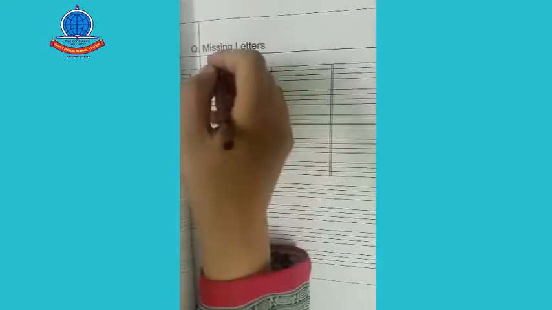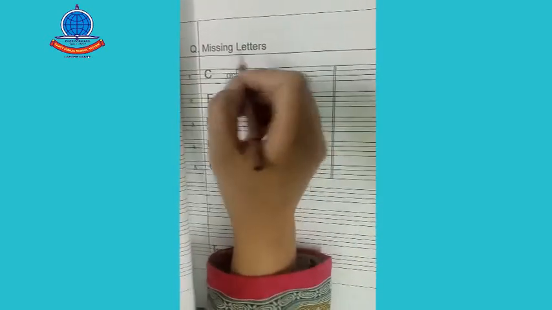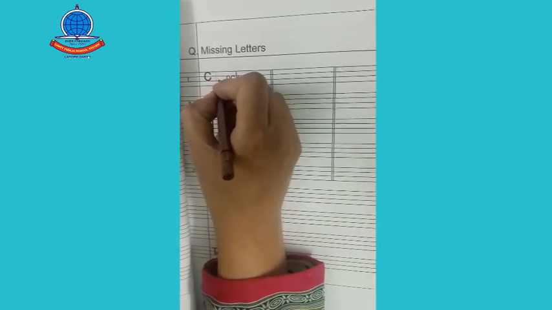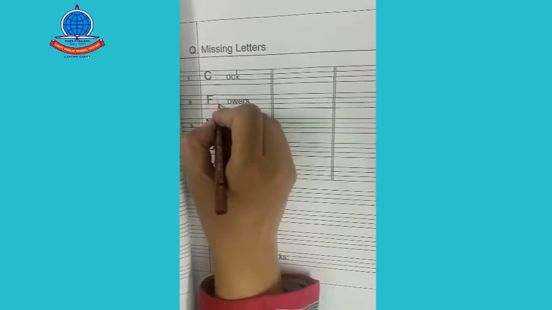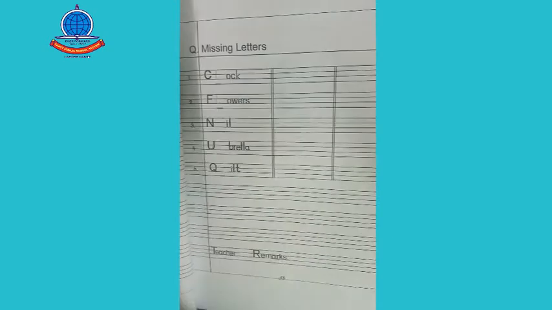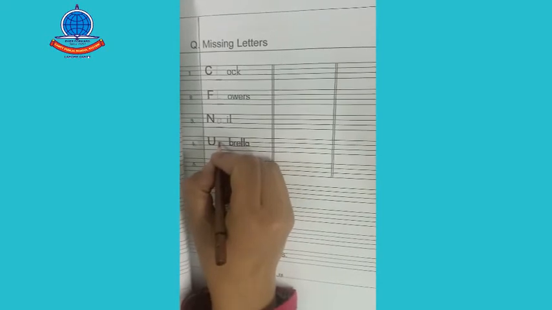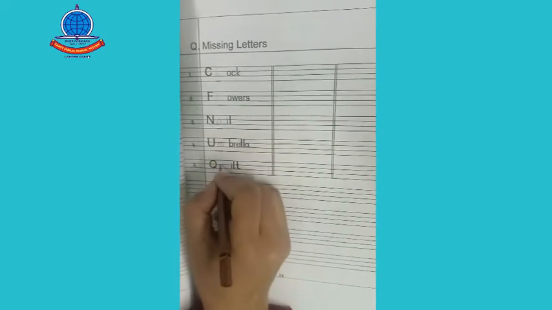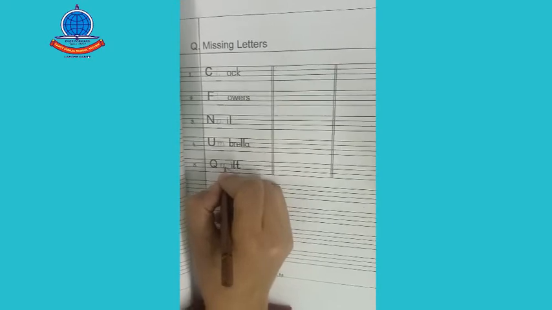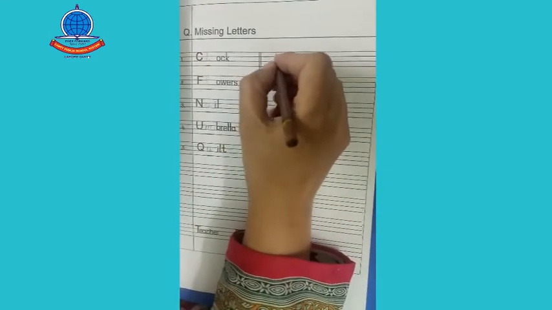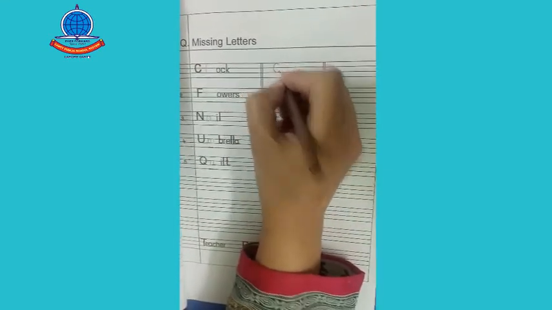Okay, and you have to do practice on the next page, page number 32, and we will do page number 33. Question is missing letters, and first word is clock. C-L-O-C-K, clock. F-L-O-W-E-R-S, flowers. N-A-I-L, nail. U-M-B-R-E-L-L-A, umbrella. Q-U-I-L-T, quilt. Missing letters are like dictation words. Okay, you have to write it like this.